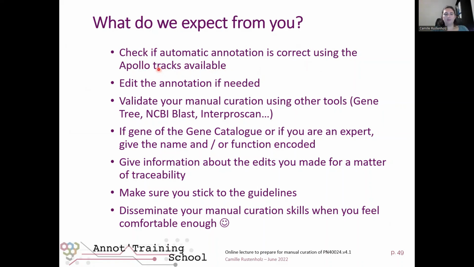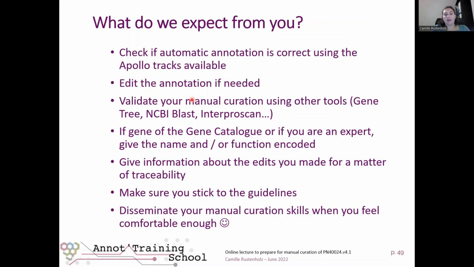If you think it's needed, you can edit the annotation. It's not always needed. You can just validate an automatic annotation because it's correct. So this happens, and we like these situations a lot, because it's very fast. So you may then edit if it's not completely accurate in your sense.